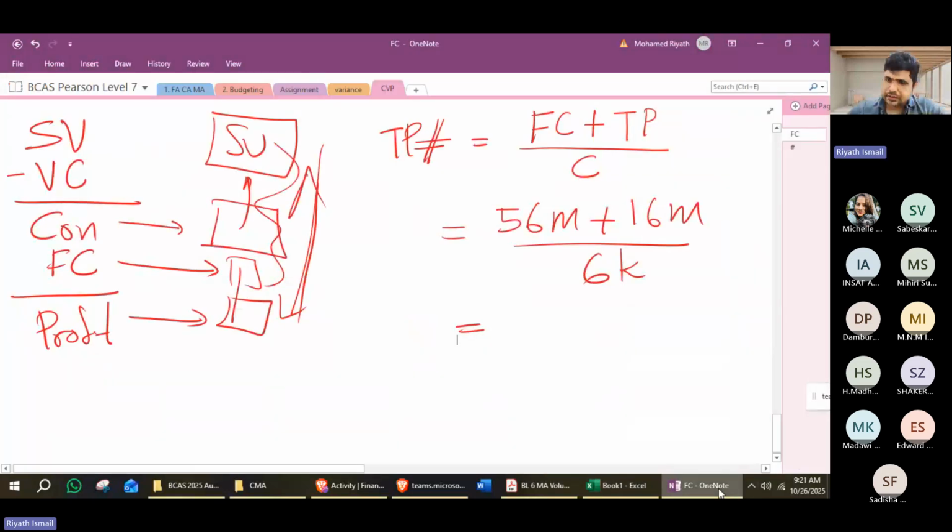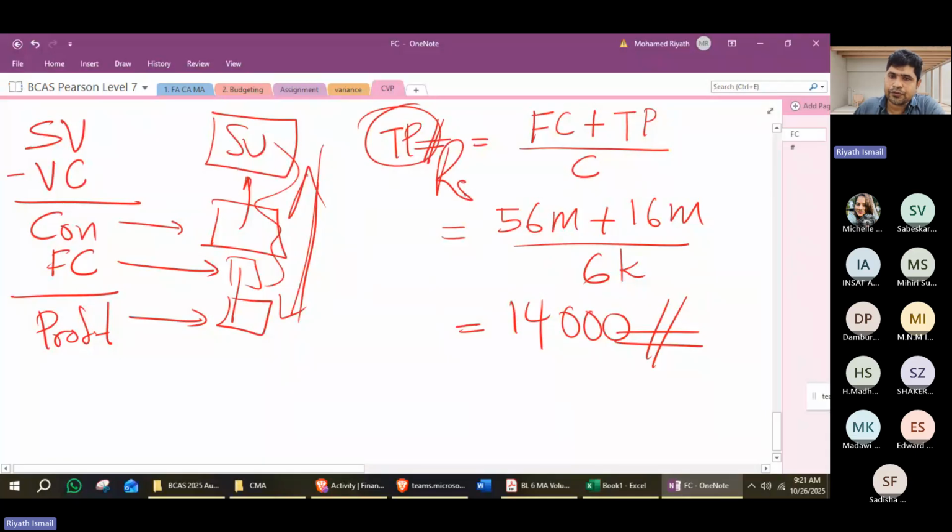So here we get 14,000 units, right? So this is one way. And also you can directly find the sales value. The thing is to find the target profit in terms of value, in terms of rupees. Instead of putting contribution, you have to use CS ratio. When you apply CS ratio, you can get the target profit in terms of rupees, in terms of value.